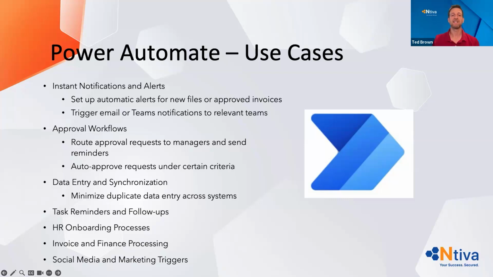Also, you can set up tasks and reminders for follow-ups. You can ensure important tasks and deadlines aren't forgotten. For example, if a task in a project list becomes overdue, Power Automate can send a reminder email or Teams chat to the owner. You can also set scheduled routine reminders, daily, weekly, etc., for recurring activities like status report submissions. Also, another good one for this is the HR onboarding process.